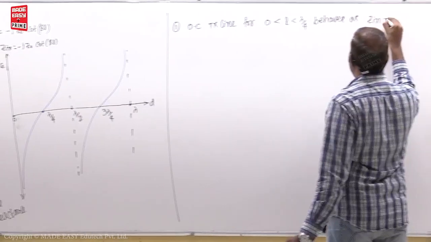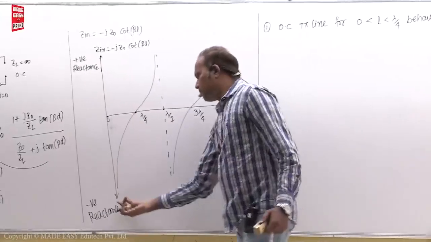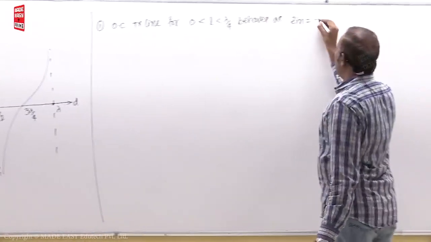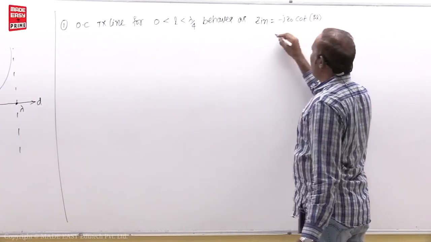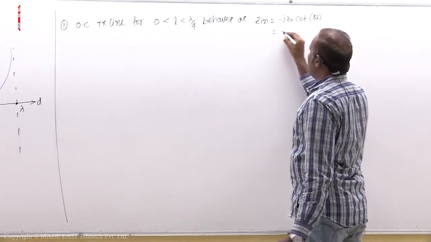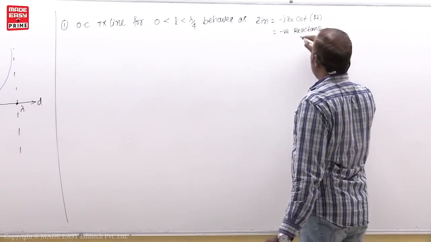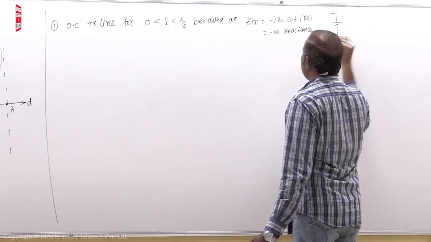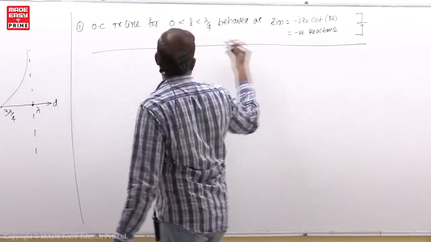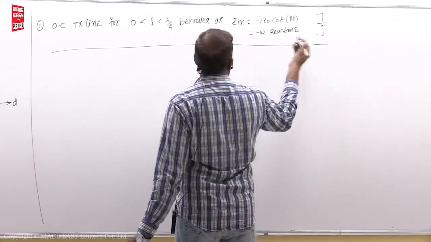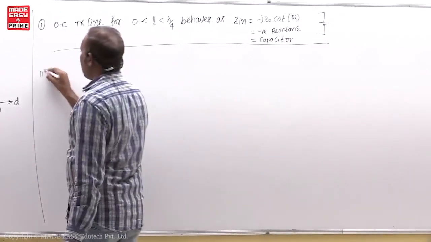because Zin is actually negative, no? Here you can see. That means minus j Z naught cot beta L. You can calculate same as the previous one. You get negative reactance, the curve also you can see. So the equivalent circuit is a capacitor here. It behaves like a capacitor actually. That is the answer. Behaves as a capacitor.